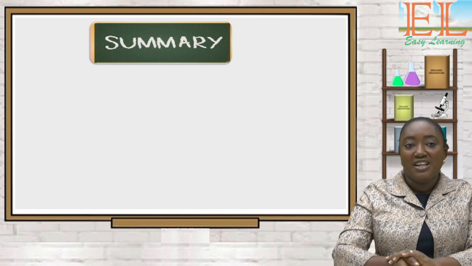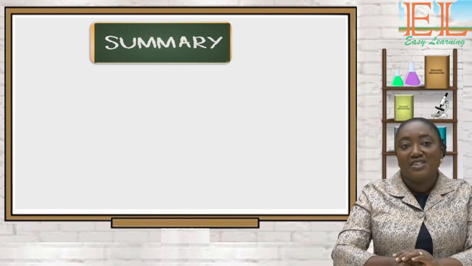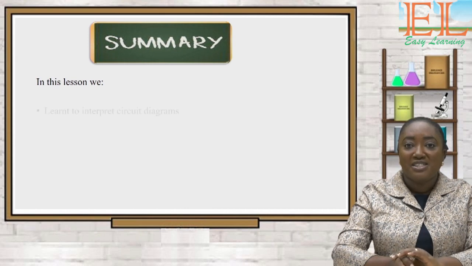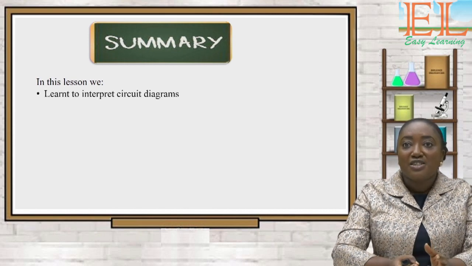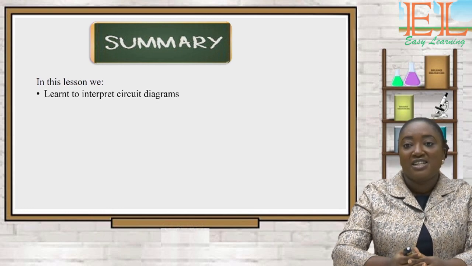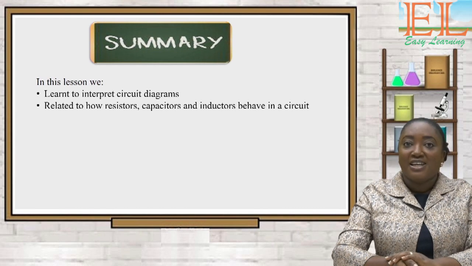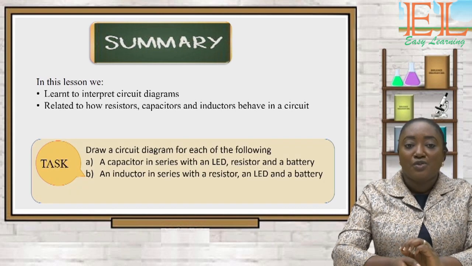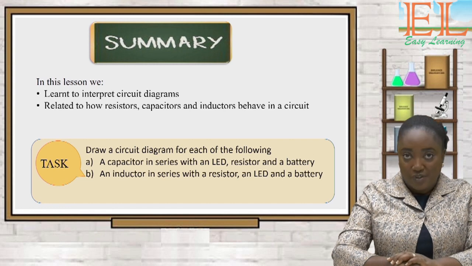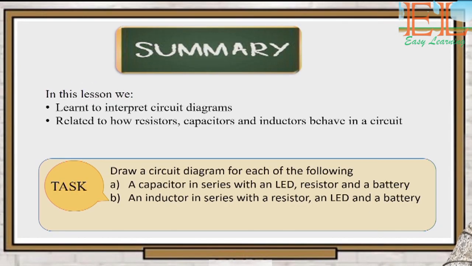What have we learned in today's lesson? In today's lesson, we have learned to interpret circuit diagrams. We have also tried to see how resistors, capacitors, and inductors behave in an electronic circuit. For our task, we want to draw a circuit diagram for each of the following. First, a capacitor in series with an LED, a resistor, and a battery. Second, an inductor in series with a resistor, an LED, and a battery.